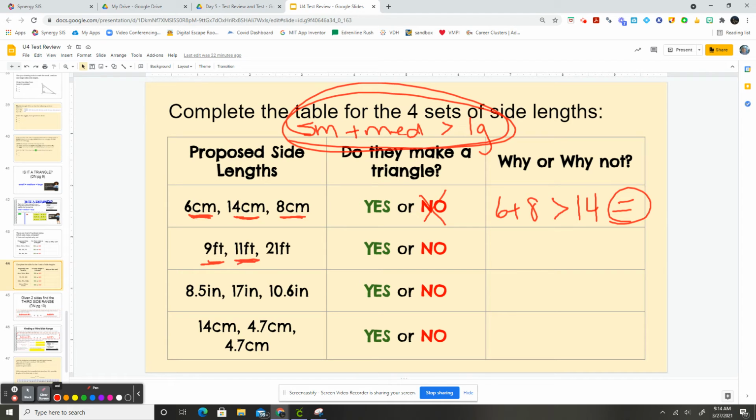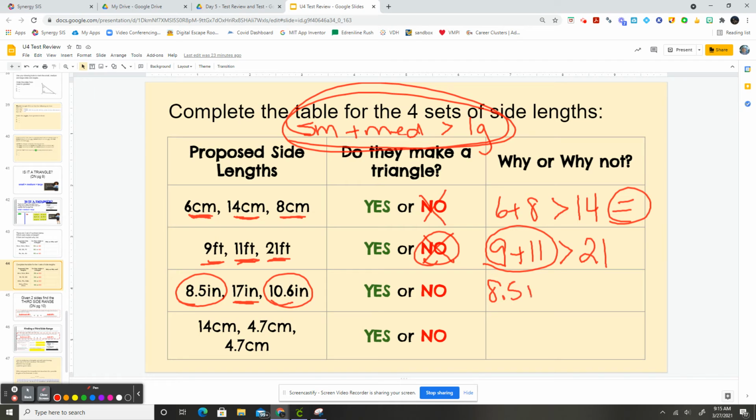Small plus medium has to be bigger than big. So 9 plus 11 has to be bigger than 21. This is 20, so this is not true. Small plus medium has to be bigger than big. 8.5 plus 10.6 has to be bigger than 17. Always bigger. Small plus medium is bigger than big. This one happens to be true. 8 plus 10 is 18, so I don't even care about the other 1.1.